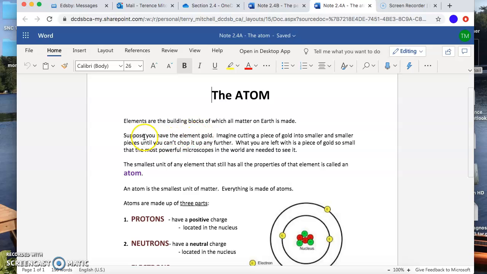Suppose you have the element gold. Imagine taking that gold ring that you have and you cut it in half, cut it in half again, cut it in half again, cut it in half again. Eventually you're going to get down to, say, 4 atoms. Then you cut that in half and there's 2 atoms. And you cut that in half and there's 1 atom. Once you get down to 1 atom, the smallest piece of gold you can have, and this is so microscopic that you can't even see it, even quite often with a microscope, you have a gold atom. And it's the smallest piece of anything that you can have.